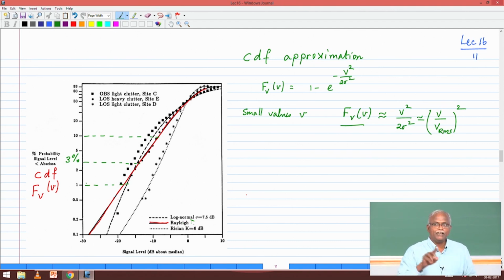It tells you that in the entire range where V is small, this approximation is going to hold, and if I plot the CDF as a function of V by VRMS in dB, then what I will see is a linear line, because it is a square term. Slope is equal to 2. So basically this is the linear portion. The red graph shows you the CDF drawn on a dB scale, and you can see that the portion is very, very linear.